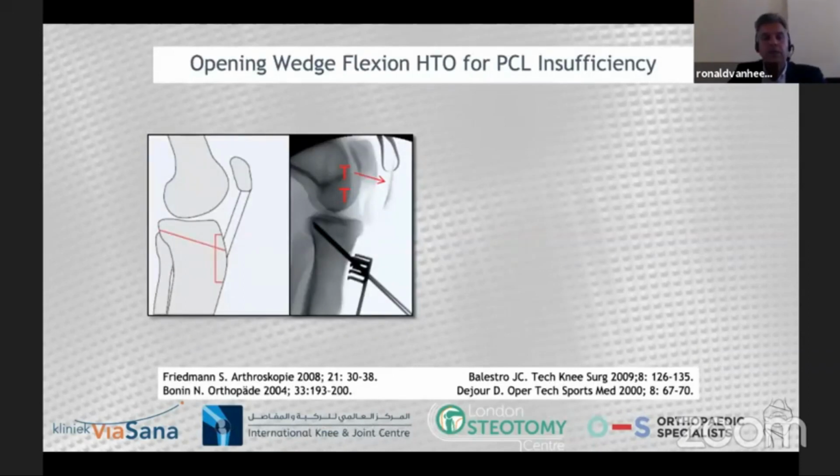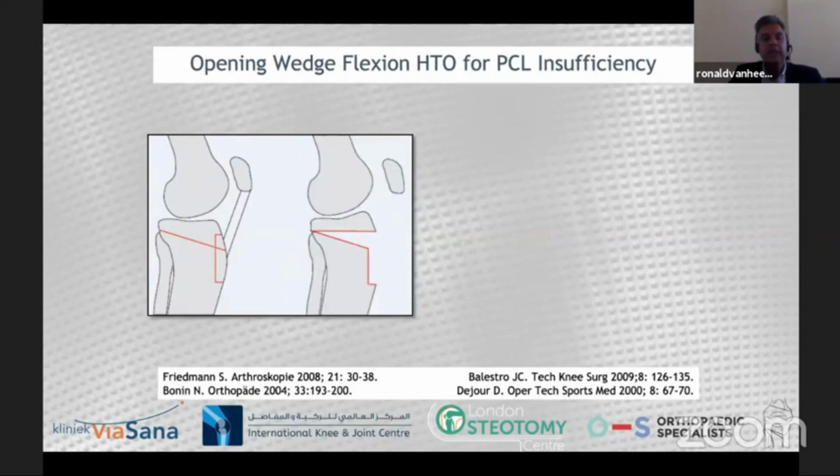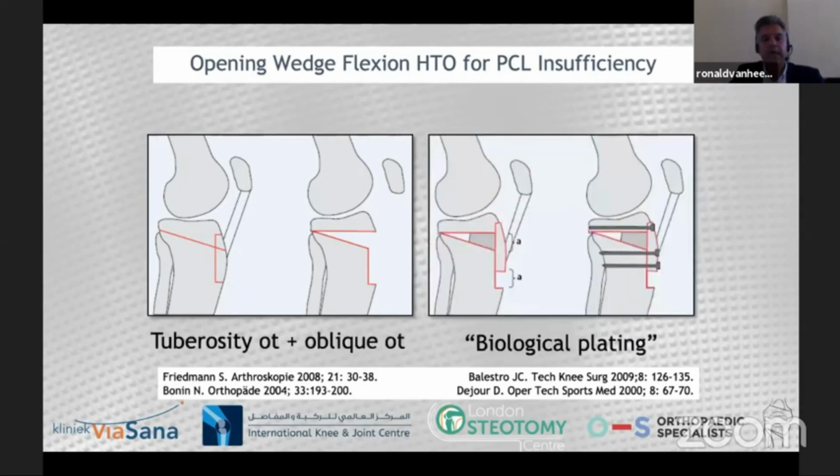This is the so-called biological plating technique. We make an oblique cut ending at the hinge point posterior, which is the PCL attachment. That's your reference point. So you aim your K-wires there, then you've taken off the tuberosity, reflected it upwards, you open up the bone, and then you do the so-called biological plating technique. This has been described also by the group of Lobenhofer, but also by Bonnet and other authors before.